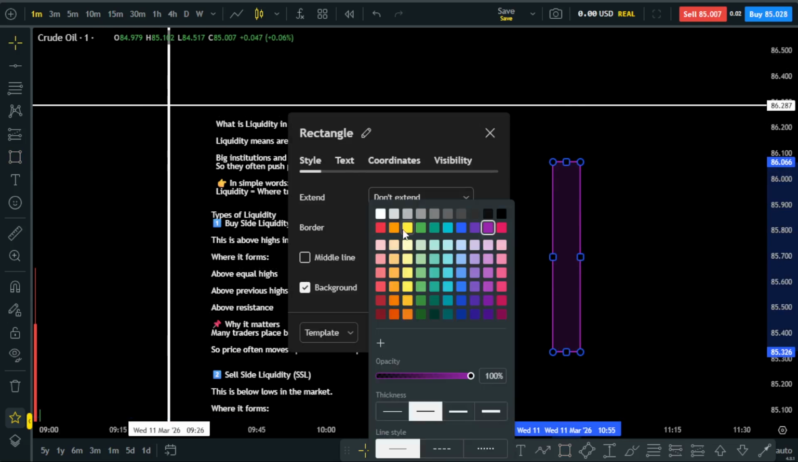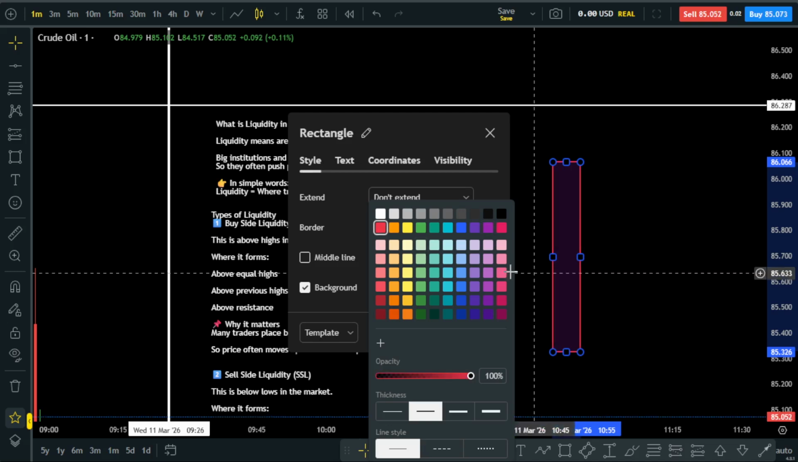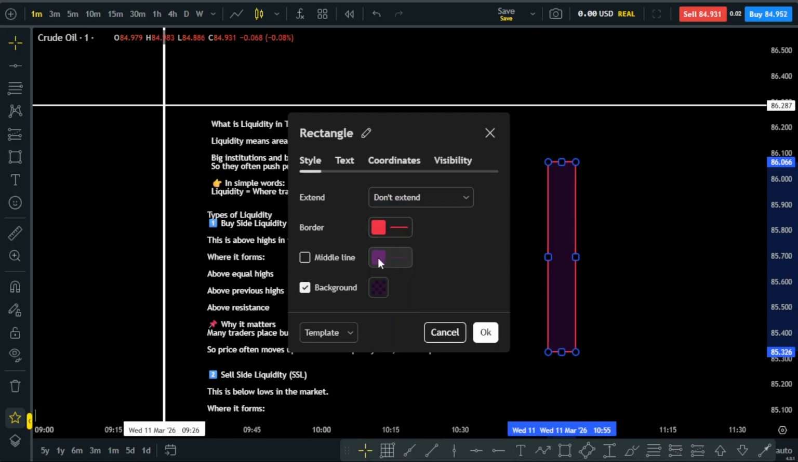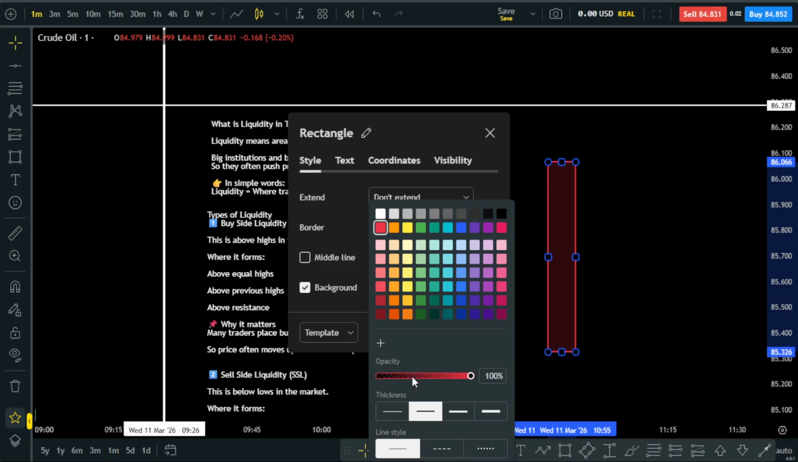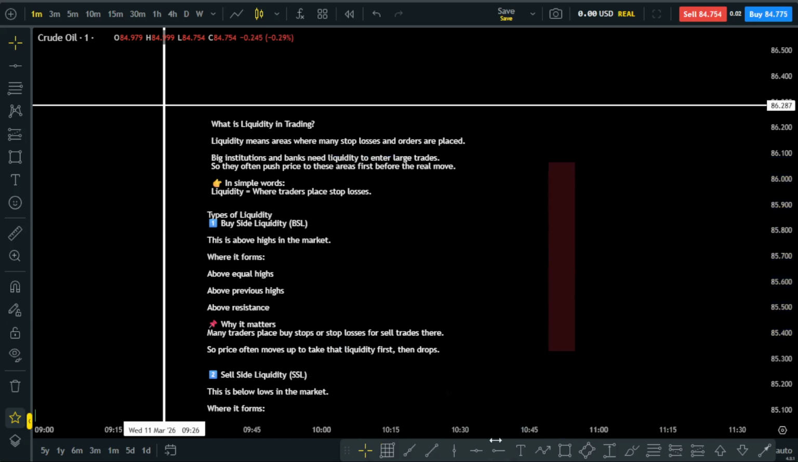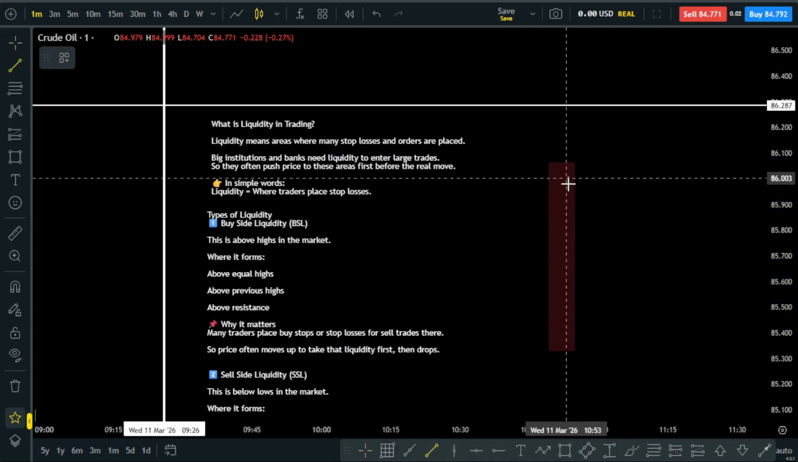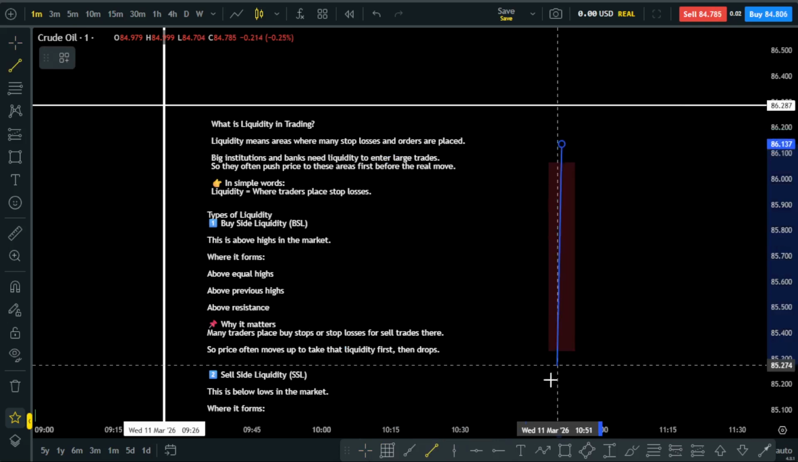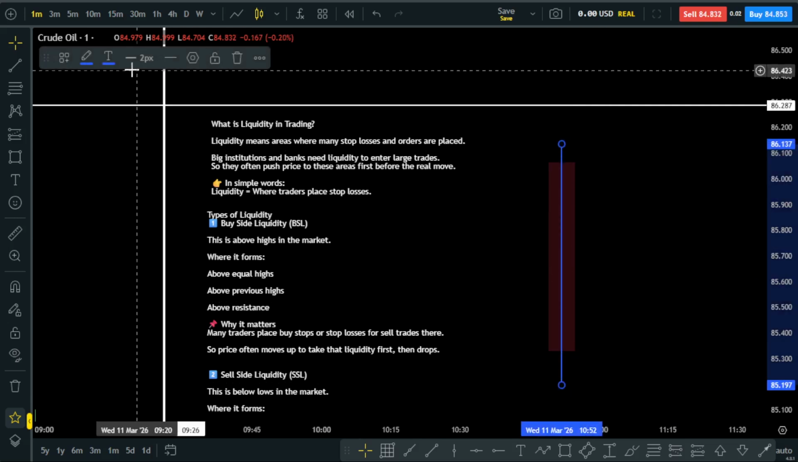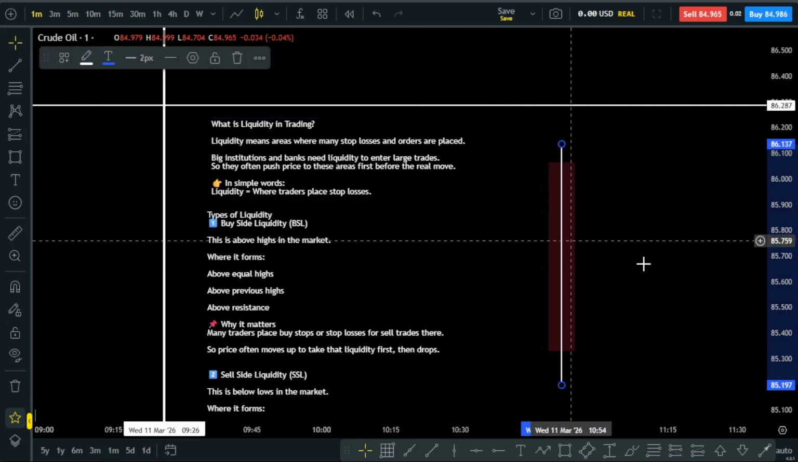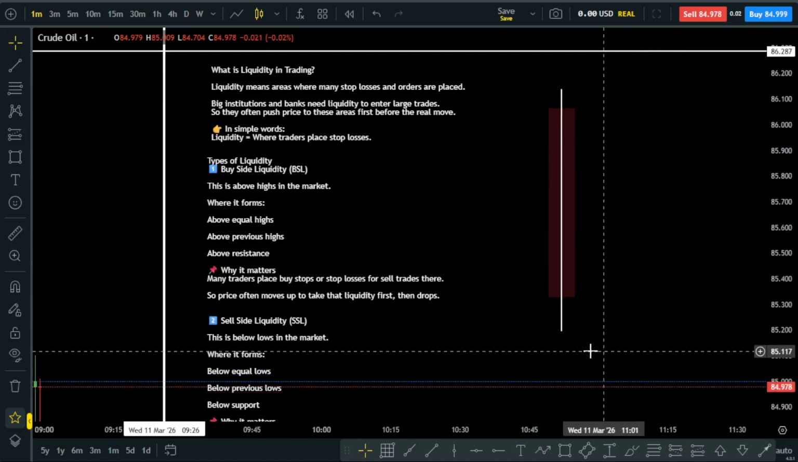We're going to give it, let's say, red. Let me remove this. So assuming this is the daily candle. Okay, this is the daily candle. I put it in white. Okay, so what do you do?